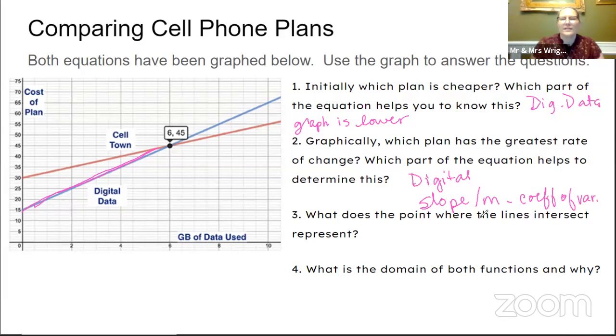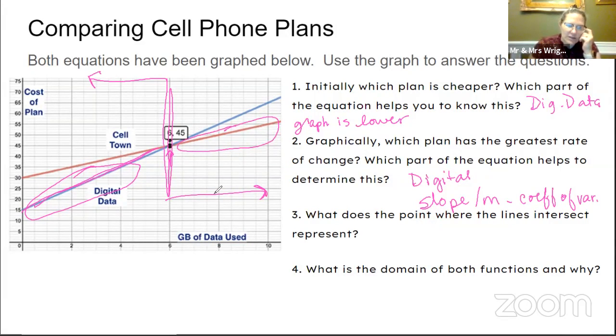What does the point where the lines intersect represent right here? Well, that represents where the cell phone plans change from one being more cost effective than the other. So at this point right here, we know the plans switch. If you're using less than this amount of data, it makes more sense to use the Digital Data plan. But if you want to use more than that amount of data, it makes more sense to use the Cell Town plan.